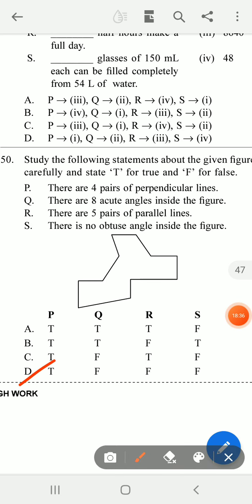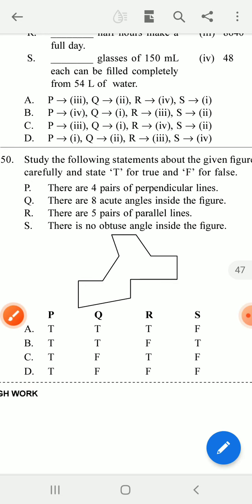Look, the first one is true. There are 4 pairs of perpendicular lines. The second one is false. 8 acute angles, less than 90 degrees. 5 pairs of parallel lines never meet each other. An obtuse angle is more than 90, less than 180. So you can find out D is the answer. Look at the figure and find out.